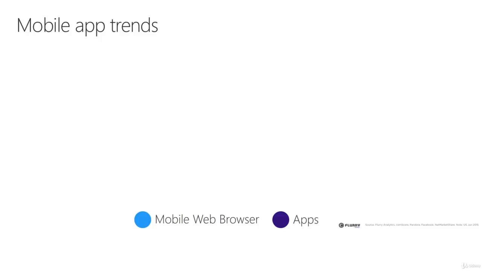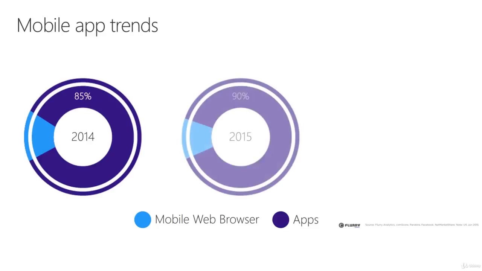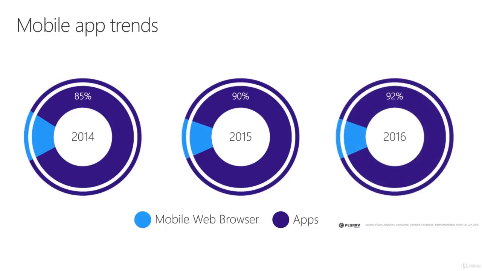Okay, so we know users using devices, we know they want their data, but how are they consuming that data? Well, it turns out that users prefer applications. In 2014, we saw that users spent about 85% of their time on their devices using applications and only 15% using mobile browsers. And that trend is only increasing. In 2015, we see 90%. In 2016, we saw up to 92%. Users love apps.